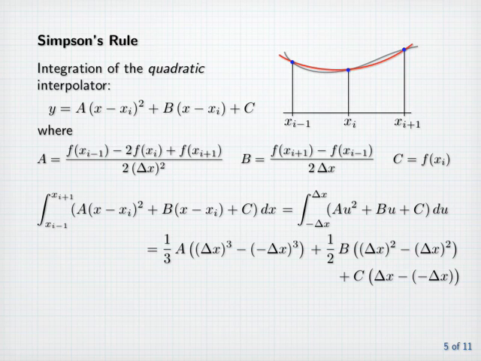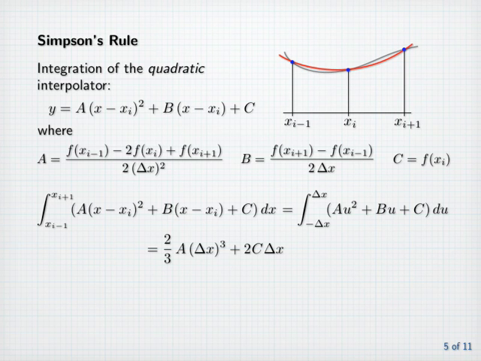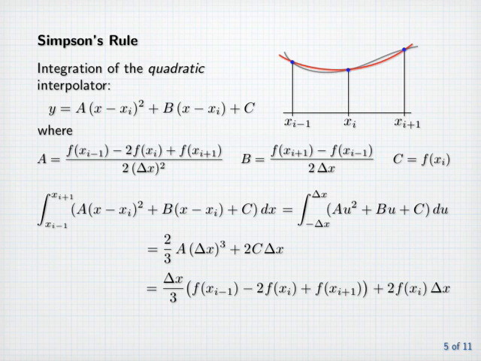Now notice that the b term here is equal to 0, the a term is equal to 2/3 a times delta x cubed, and the c term is equal to 2 times c times delta x. Now let's put into this expression our values for a and c. When a is multiplied by 2/3 and delta x cubed, 2's cancel and delta x squared cancels, and we're left with delta x over 3 times the numerator, f of xi minus 1 minus 2 f of xi plus f of xi plus 1. And c is simply f of xi, so we have 2 times f of xi times delta x.